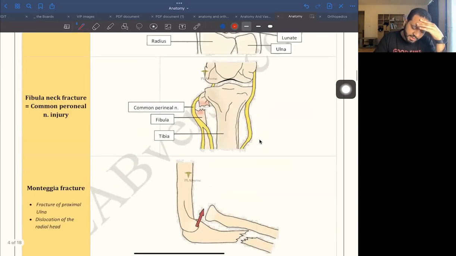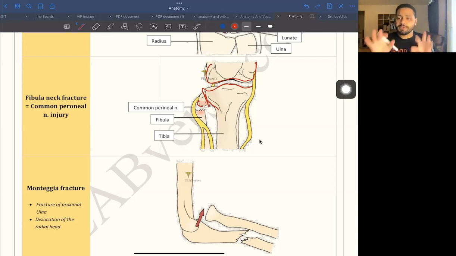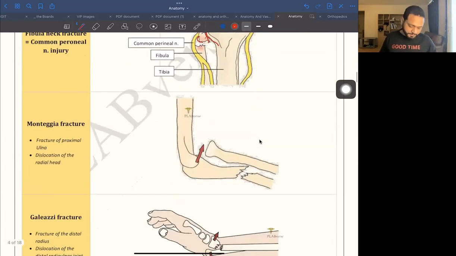Here, this is your knee, as you can see, and this is your tibia, and this is your fibula. There is a common nerve that passes on the lateral side of the neck of the fibula, called the common peroneal nerve. This is very important. Common peroneal nerve injury is very common with neck of fibula fracture, and it will bring about some sensory and motor issues that we're going to talk about in orthopedics in the second part of our session.